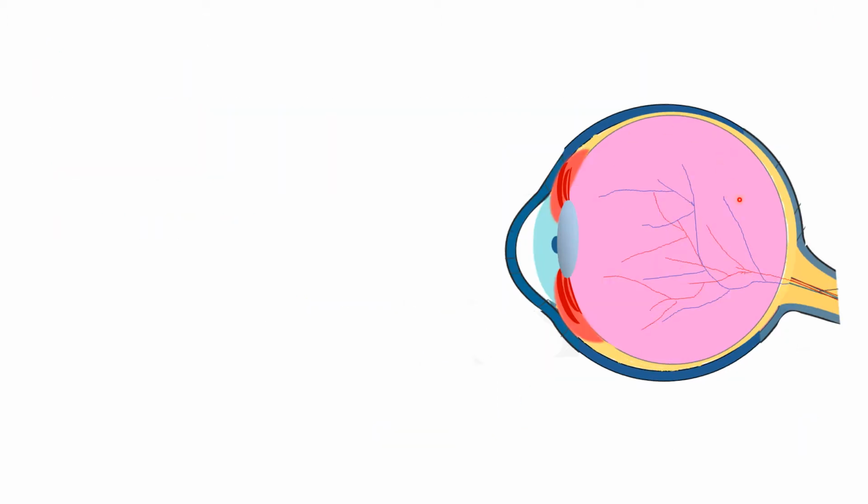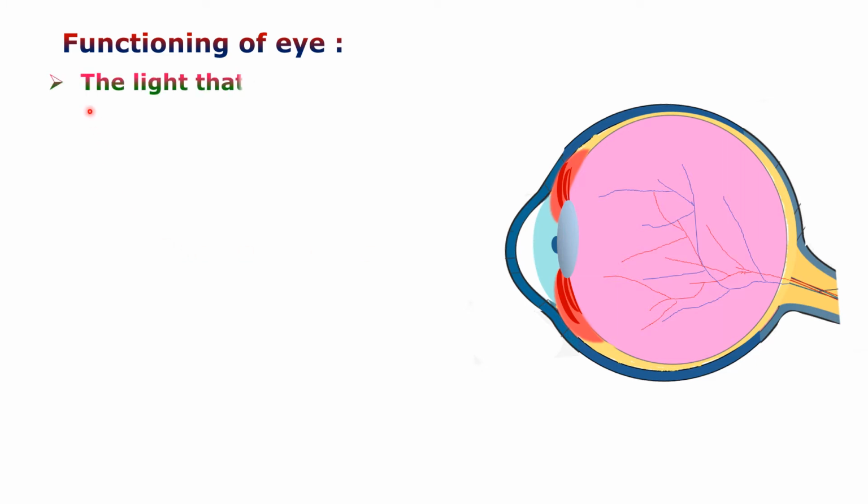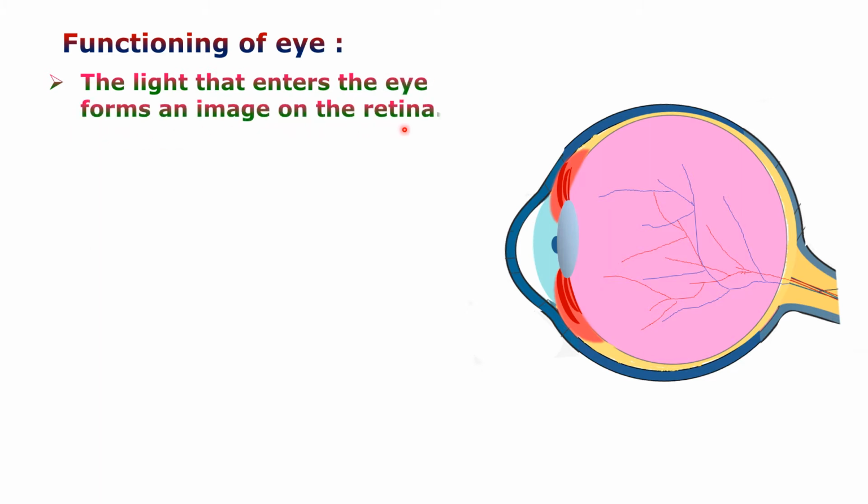Now let us study the functioning of the eye. So far we have learnt the various parts and their functions in the eye. See here, the light that enters the eye forms an image on the retina.